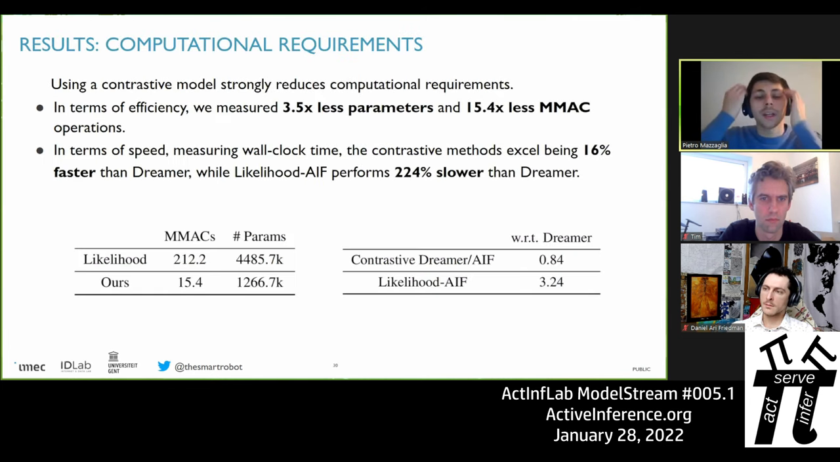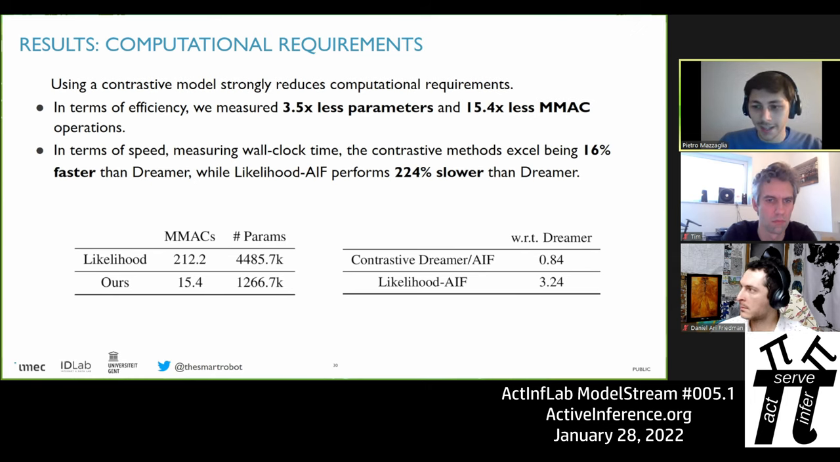So one important insight that I first introduced before diving into an empirical evaluation of the method is the fact that using contrastive learning strongly reduces the computational requirements of the model. So here I'm comparing the number of million multiply accumulation operations for our models and the number of parameters, and as we see, these are much lower when we use a contrastive mechanism compared to using a likelihood model.